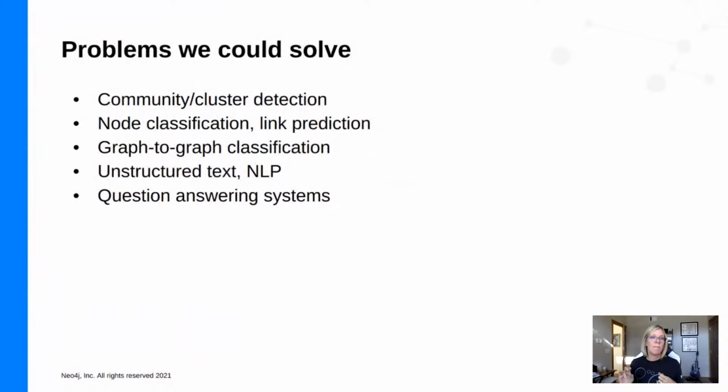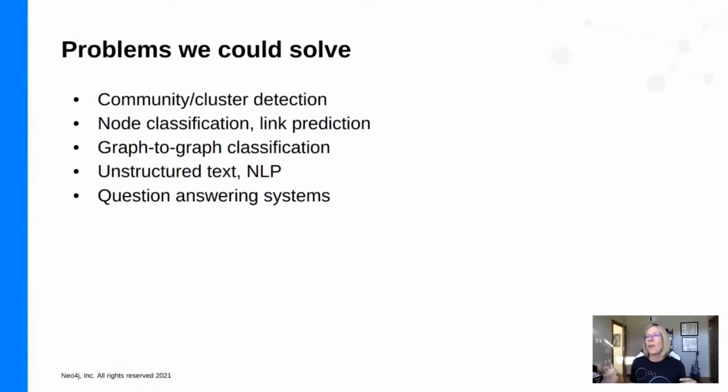So that's cool. Problems we could solve: community and cluster detection, node classification, and link prediction. Those 2 bullets, those are all built into the GDS library right now. Graph to graph classification, that's a very cool area. It's way beyond the scope of today.